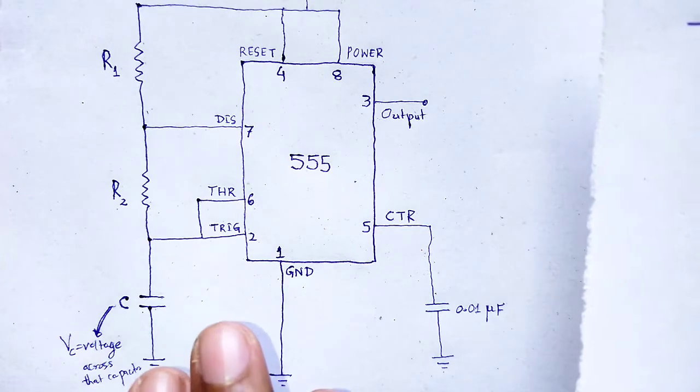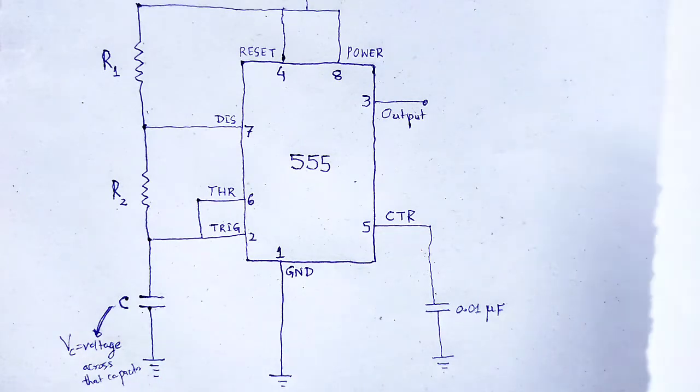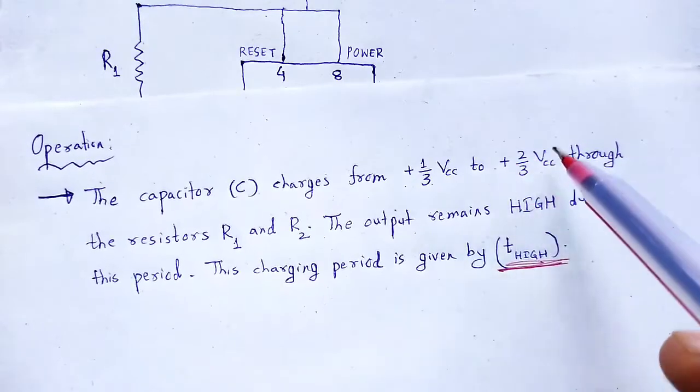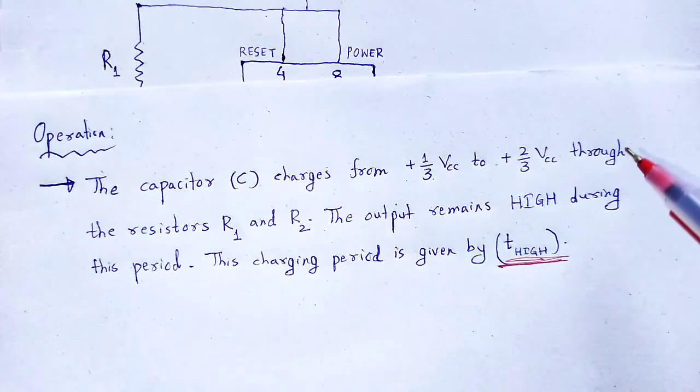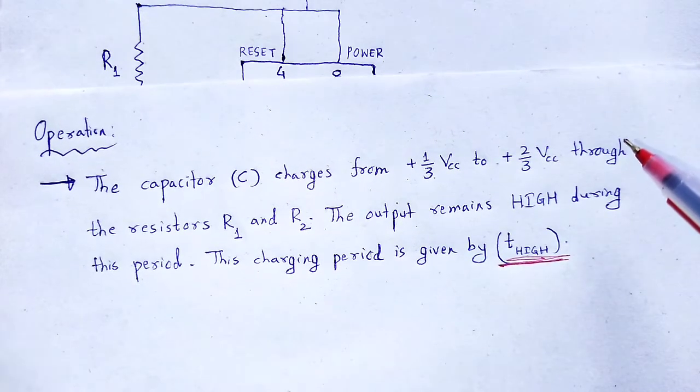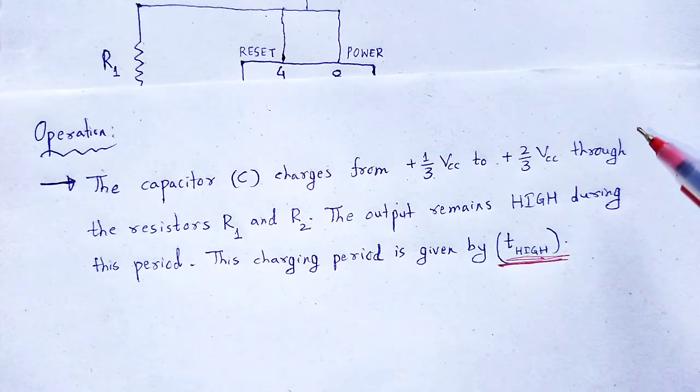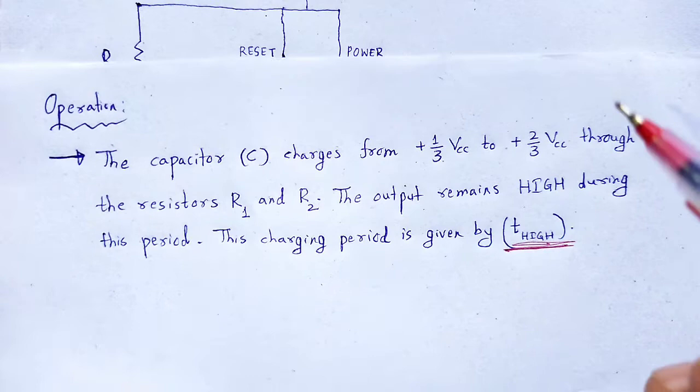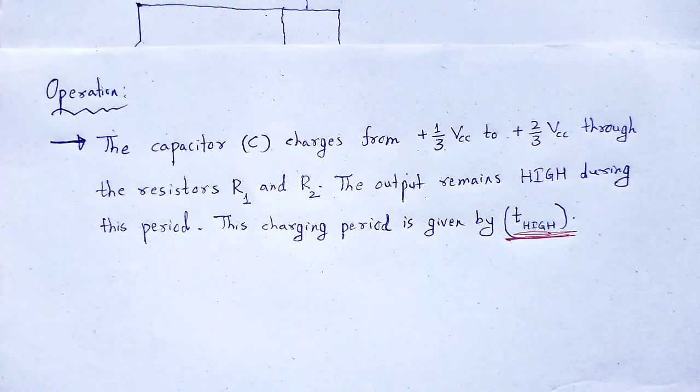When that threshold exceeds that potential plus 2/3 Vcc, the comparator 1 changes its output state. This changes the state of the flip flop so that the transistor T1 is high.